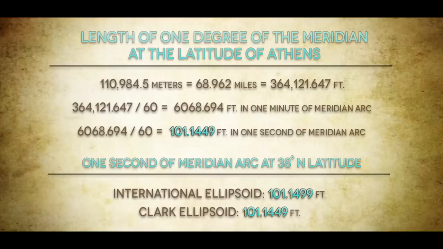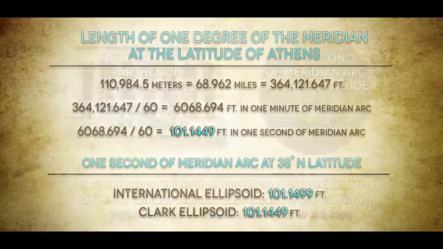364,121.647 feet. So if we take that number and divide it by 60, it gives us the length of 1 minute of meridian arc. Then we divide that meridian arc by 60, it gives us 1 second of meridian arc. And notice what 1 second of meridian arc is, 101.1449 feet. So 1 second of meridian arc at 38 degrees north latitude, given the international ellipsoid and the Clark ellipsoid, you'll know here that it's exact.